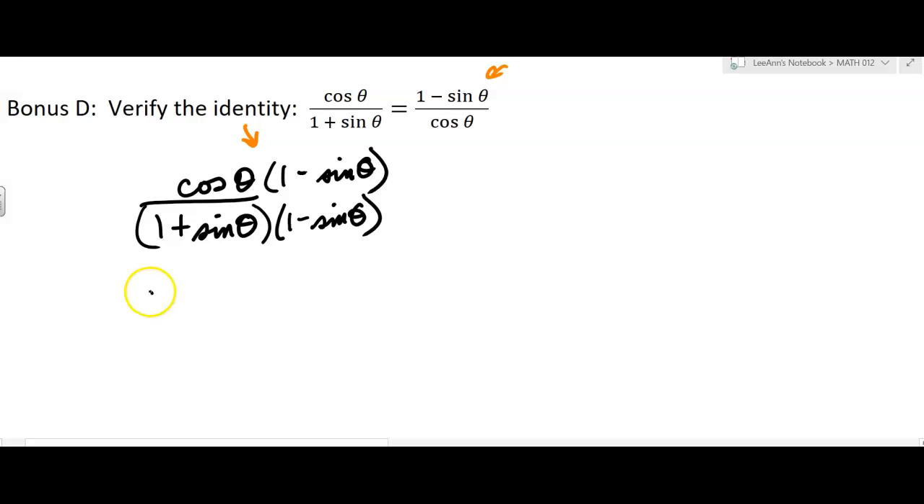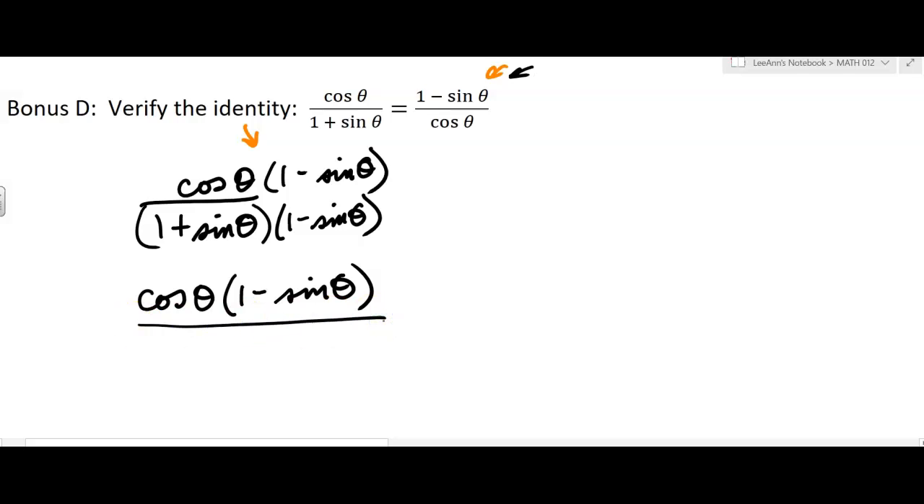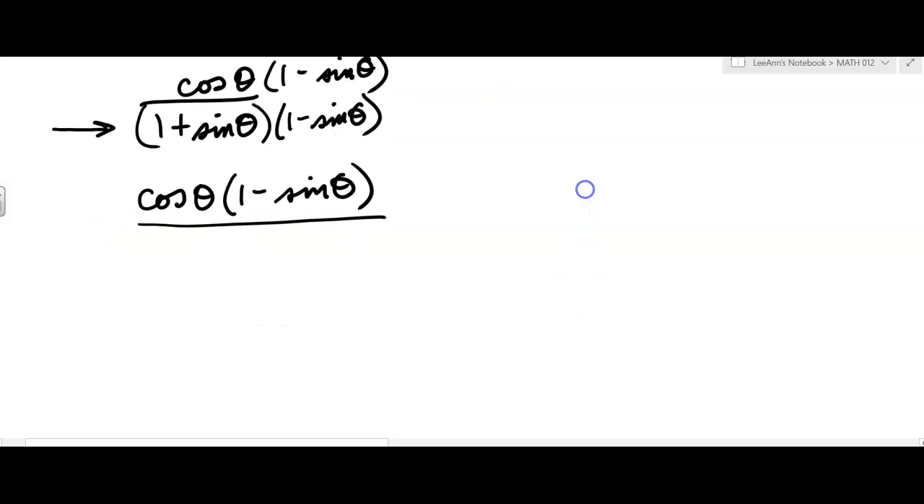The numerator I'm going to leave as cosine theta times 1 minus sine theta. Now you might say, well, why don't you go ahead and distribute the cosine theta? I don't want to do that because I'm hoping that cosine theta cancels, because you'll notice on the right, I don't have a cosine theta in the numerator. Okay, so over, and then what do we get when we multiply this out? Well, you could use FOIL or the idea that it's the difference of squares or however you're looking at it, but it's going to be 1 minus sine squared theta. Now, that should ring a bell, hopefully.